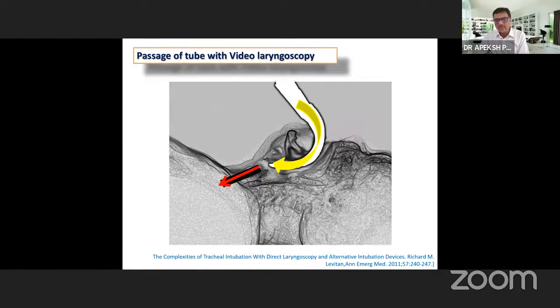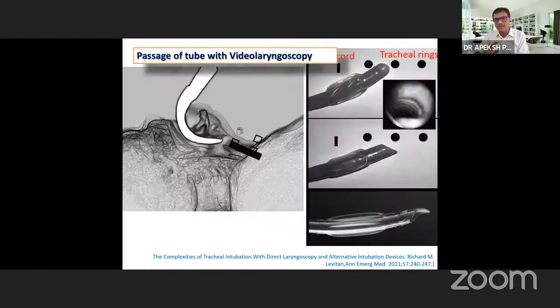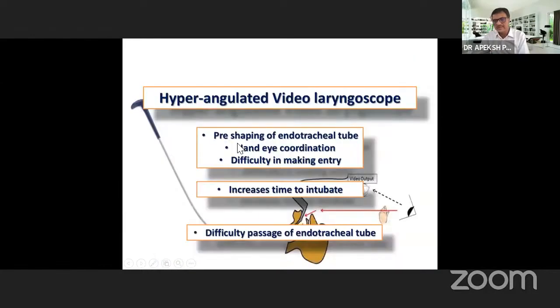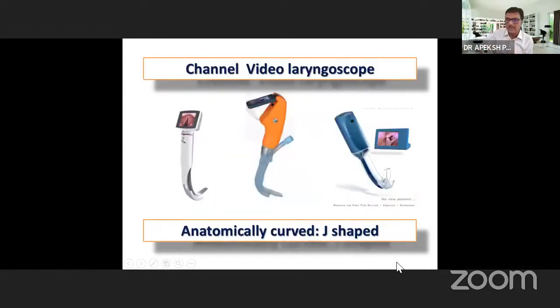So you need to maneuver: keep the stylleted tube there, withdraw the stylet and advance the tube. Then and only then will you be able to move the tube forward. If you try to pass the tube directly, it is going to hit the anterior part of the larynx. So the hyperangulated video laryngoscope requires pre-shaping, hand-eye coordination, has difficulty in making entry, increases the time to intubation, and makes passage of the endotracheal tube difficult.